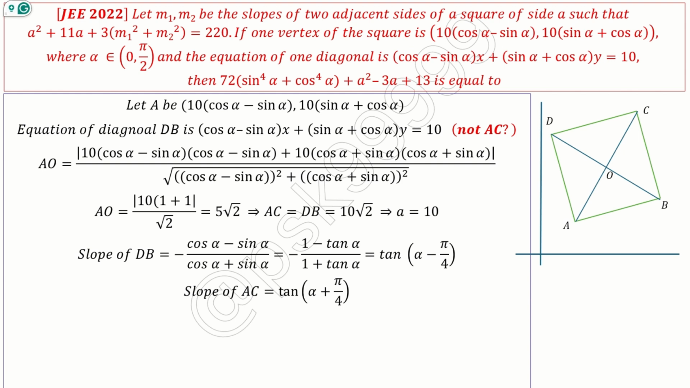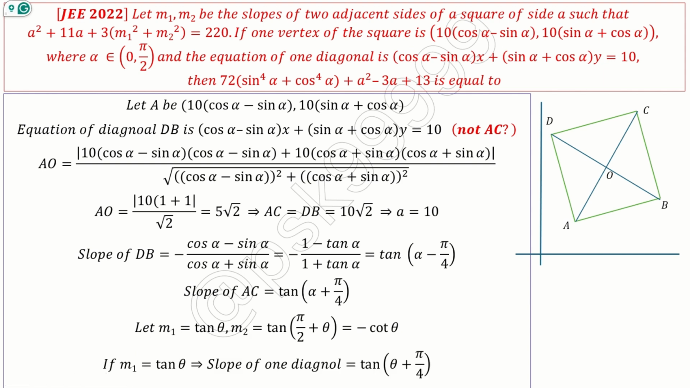Okay, now I have slopes of AC and BD. Next, let's assume theta is the angle AB makes with the x-axis. Then M1 is nothing but tan theta. M2 is the adjacent side, right? So the second side's slope will be tan of 90 plus theta, that is pi by 2 plus theta, because the adjacent sides are 90 degrees apart. They make 90 degrees to each other. So tan of pi by 2 plus theta is nothing but minus cot theta. So the two slopes: M1 is tan theta, M2 is minus cot theta.